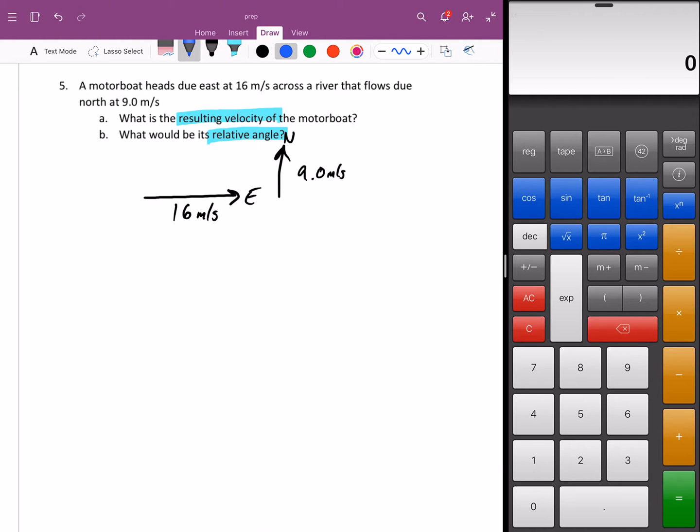So we know the motorboat will be going to the east, but will start to go to the north due to the stream. So you're solving for the resultant magnitude and its vector. First step, break down both components. If you recall, east is 0 degrees, while north is 90 degrees. So let's first break down east.